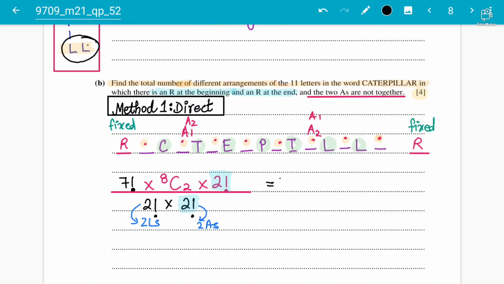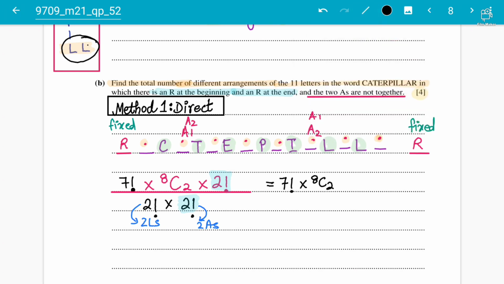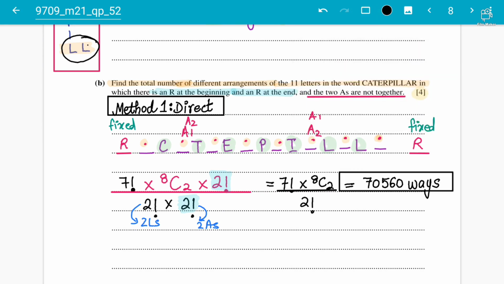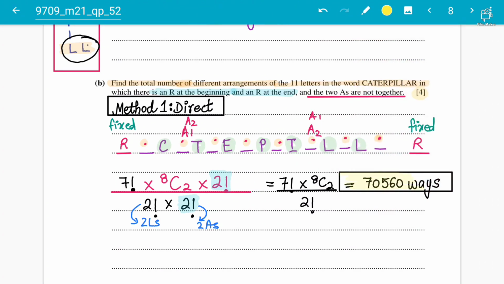So eventually our answer is 7 factorial into 8C2 divided by 2 factorial, okay students. So that's how you are going to get the answer for this one. This is method number 1, that is 7 factorial into 8C2 divided by 2. So I'm getting it as 70,560. Make sure to use a calculator as well, students. So here we go, 70,560 ways is the answer for this question, okay students, part B. Very important to understand. That's how you do it directly, okay.